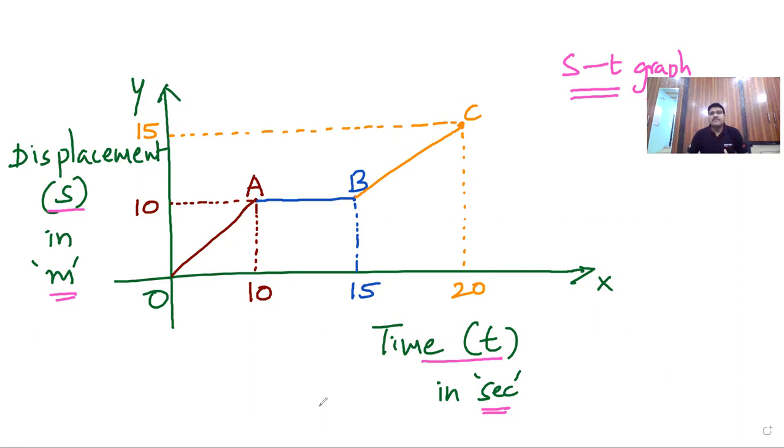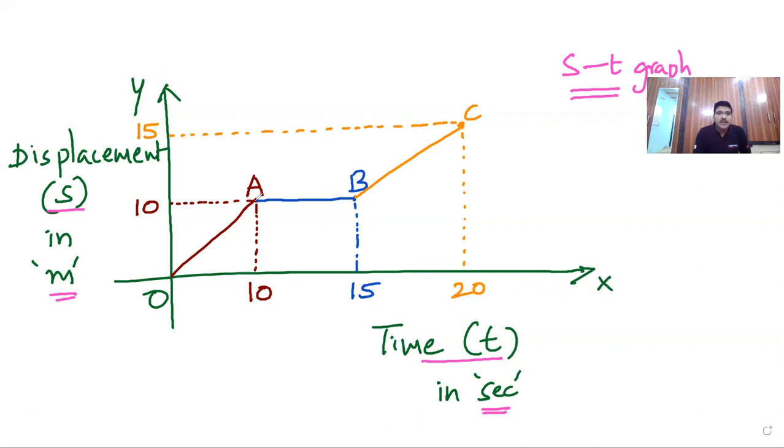This is the given graph, the displacement versus time graph. Clear? On the x-axis, all are in seconds. Time is in seconds. On the y-axis, everything is in meters. That is the displacement given. And observe the graph carefully. This is the OA region. This is the AB region. This is the BC region.